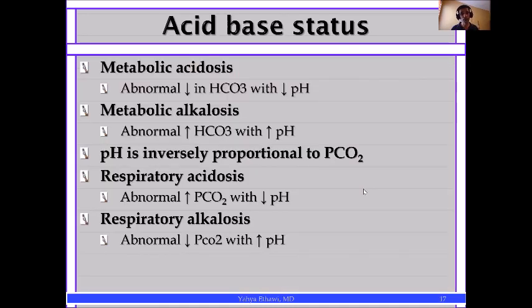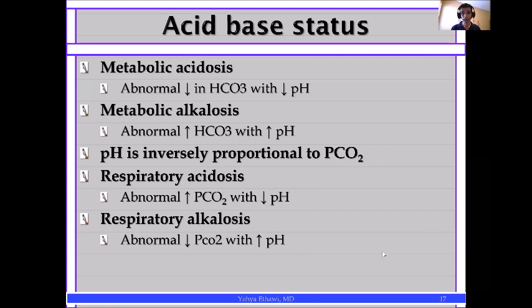Now, the acid-base status: either you have metabolic acidosis or metabolic alkalosis. Basically, metabolic acidosis means dropping PCO2 and dropping pH, and metabolic alkalosis means increasing CO2 and increasing pH. When we have metabolic acidosis, usually the pH is inversely proportional to the amount of CO2. With metabolic, we're dealing with bicarb, while with respiratory, we're dealing with CO2.